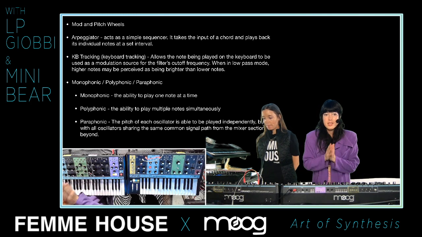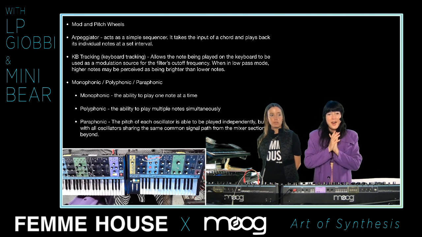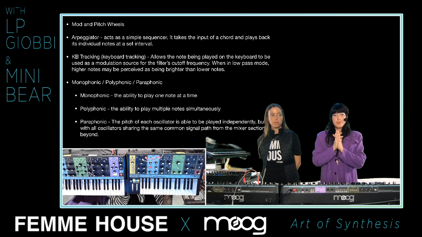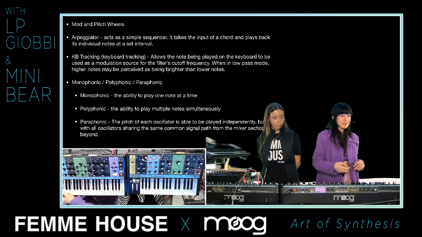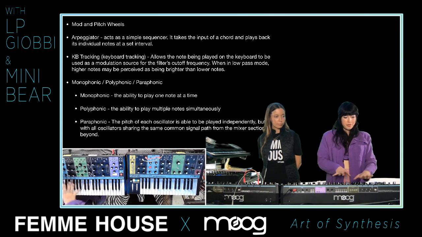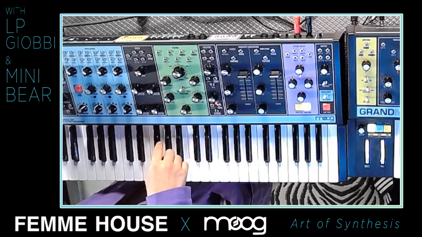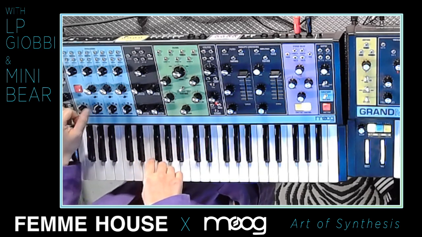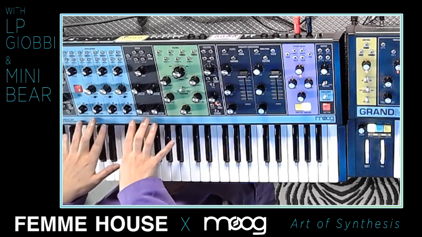Cool, yeah. And the concept of monophonic, polyphonic, paraphonic. Monophonic is essentially the ability to play one note at a time. So we're talking about oscillators, right? This synth has 4 oscillators, and I'm going to set these all to the same waveform. Whereas my synth is just monophonic. I can only play one note at a time.